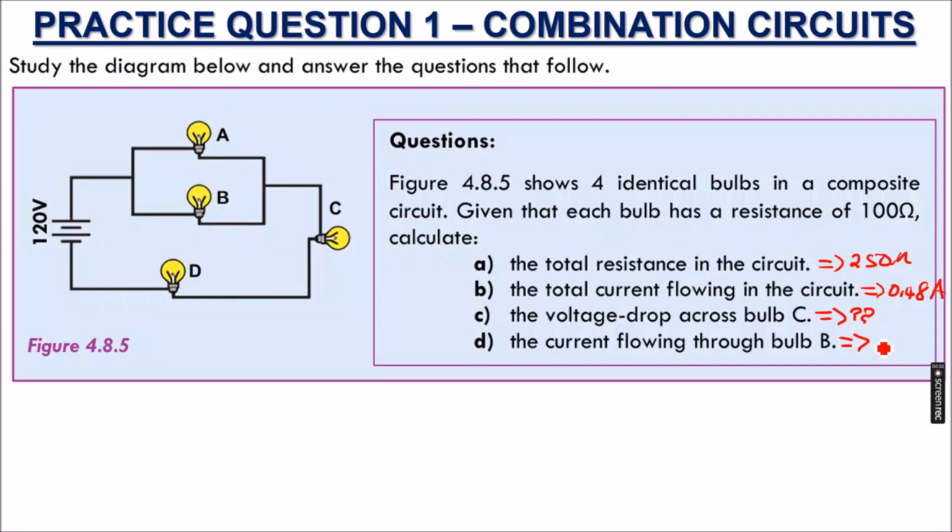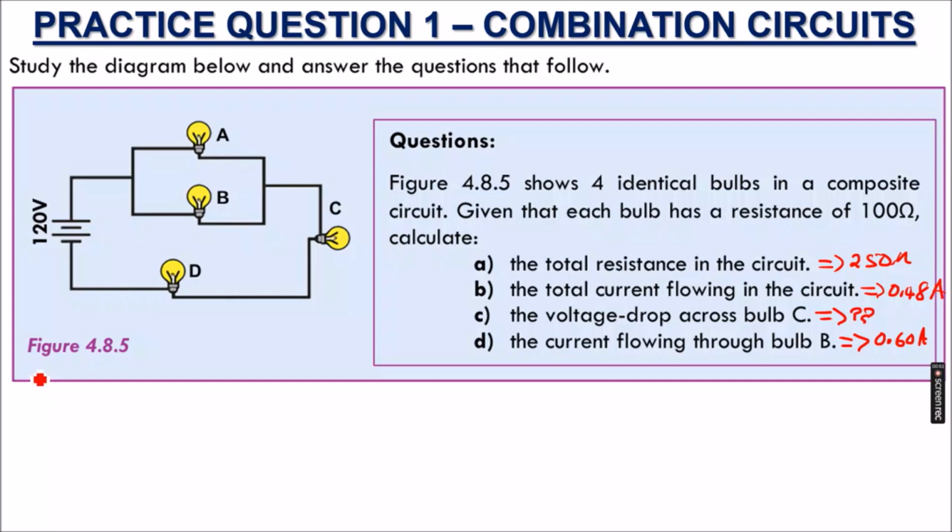For D, I got 0.60 amperes. Right, I'm not commenting, but I'm seeing two correct. So let me just go through it together. Study the diagram below and answer the questions that follow.